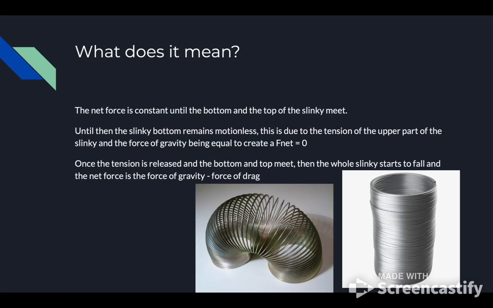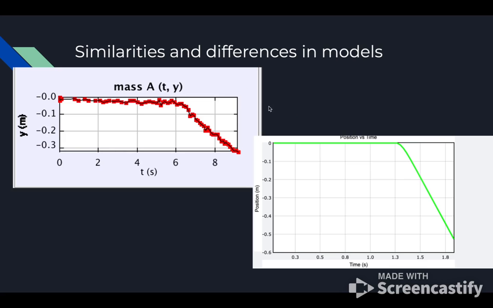Once the tension is released on the bottom from the top meeting it, then the whole slinky starts to fall, and the net force is the force of gravity minus the force of drag. So we can see that in the differences of the models and the error that could have occurred. It could have been my human error of just plotting the position wrong on Tracker, and even calibration and everything could be off. But yes.